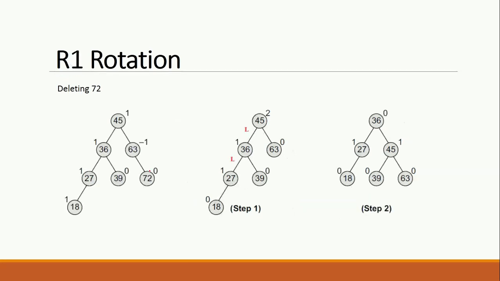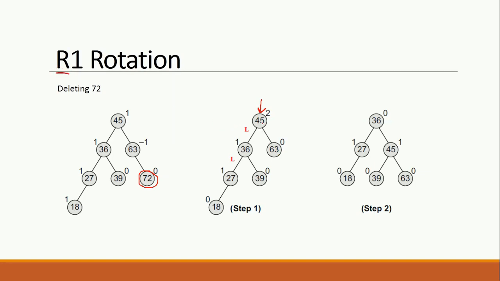Now again R1. Suppose I want to delete 72 here. So once I delete this, these are the balance factors, and this node is actually getting violated. It is now 2, and that is not allowed. Since you have deleted in the right, it is an R rotation.